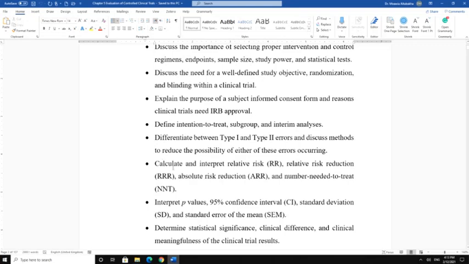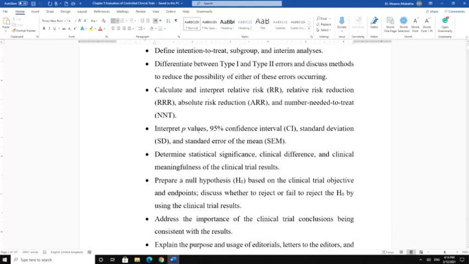Also, you need to be able to calculate and interpret, I mean, say, what does it mean when we say relative risk, when we say relative risk reduction, when we say absolute risk reduction, when we say number needed to treat? Okay? You need to interpret the p-value.